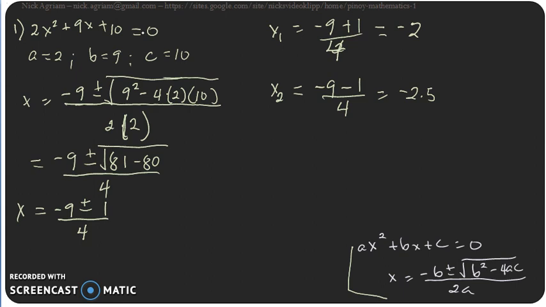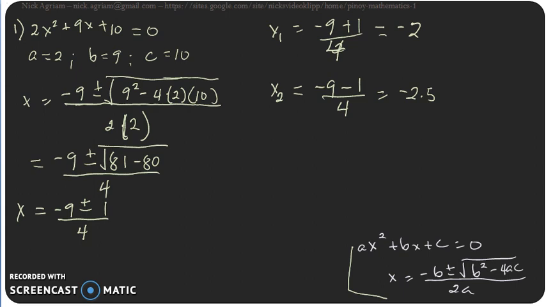Then it is not. I will check once again. 2 times 2.5 squared plus 9 times negative 2.5 plus 10. That is 0. So we have the solutions, negative 2 and negative 2.5, and they are correct.